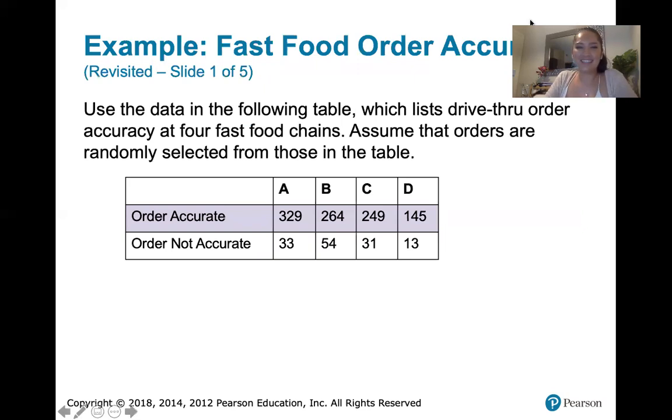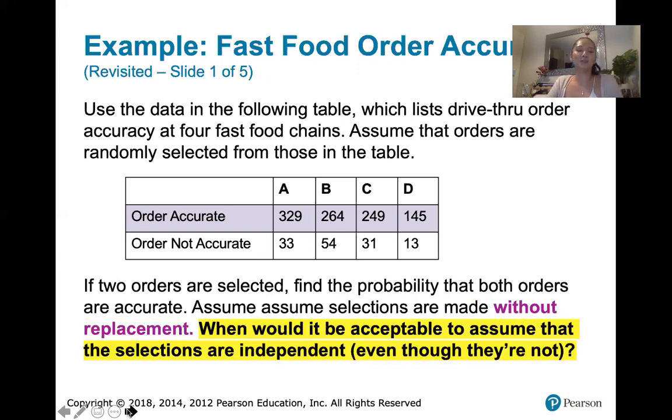So let's revisit this example from before. It says, use the data in the following table, which lists our drive-through order accuracy at 4 fast food chains. Assume that the orders are randomly selected from those in the table. And then the question says, if 2 orders are selected, find the probability that both orders are accurate. Assume the selections are made without replacement. And here's a question. It says, when would it be acceptable to assume that the selections are independent, even though they're not? When would it be acceptable?